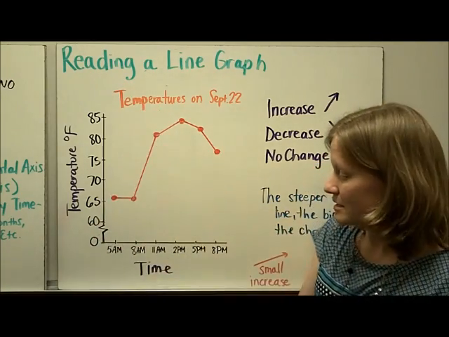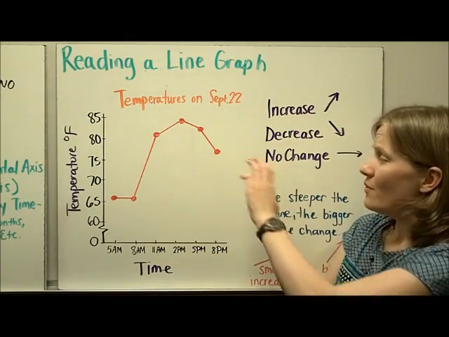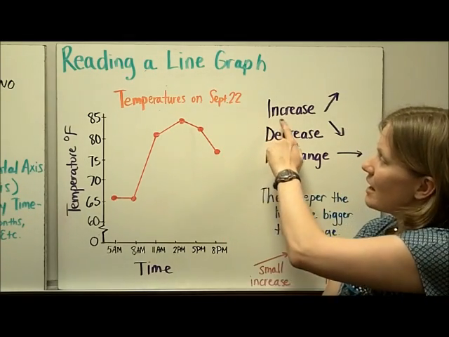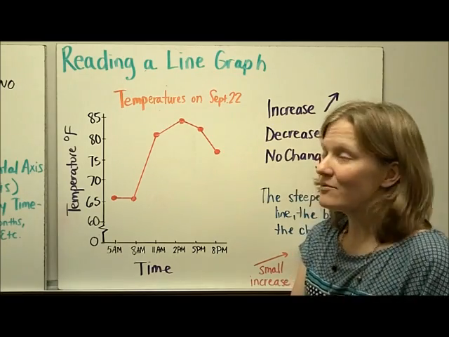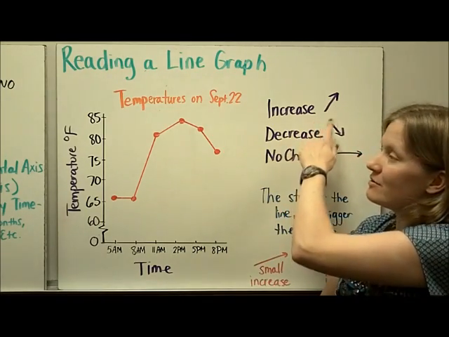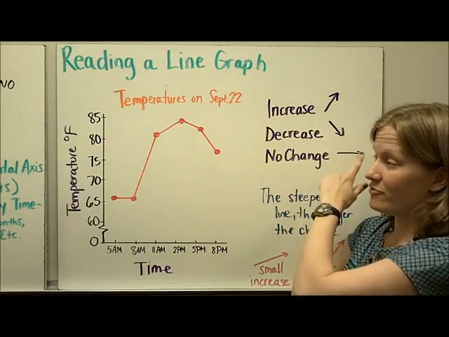So when we read a line graph, we can know that we have an increase in whatever it is that we're measuring if we see that the line goes up as you read from left to right.